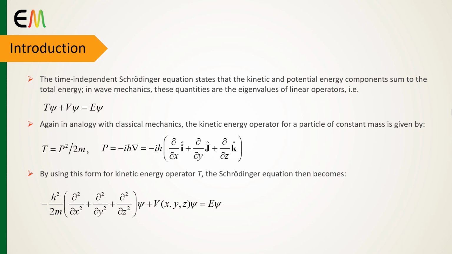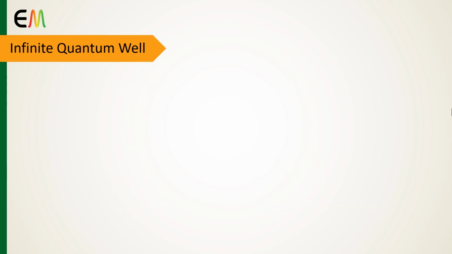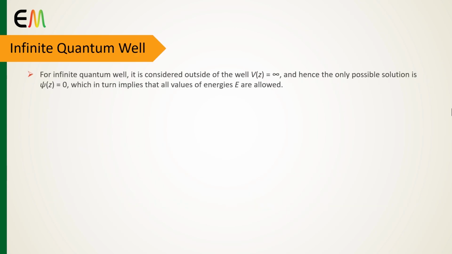Restricting this to the one-dimensional potential of interest here, meaning the quantum well, the Schrödinger equation for a particle in a potential well would be this expression. For the infinite quantum well, outside the well the potential energy is equal to infinity, and hence the only possible solution is a zero value of the function psi, which in turn implies that all values of energies are allowed.